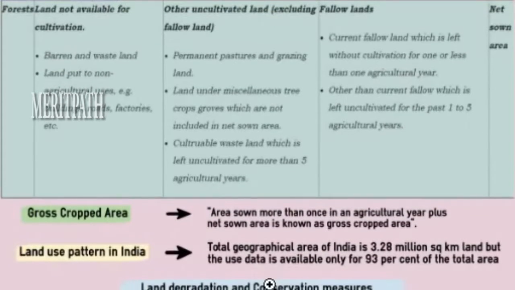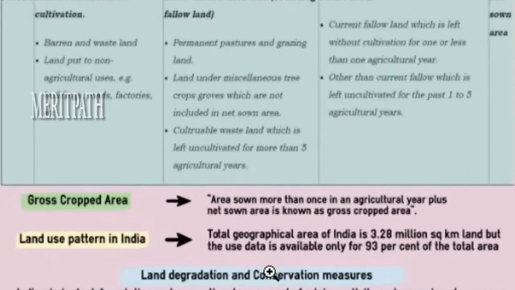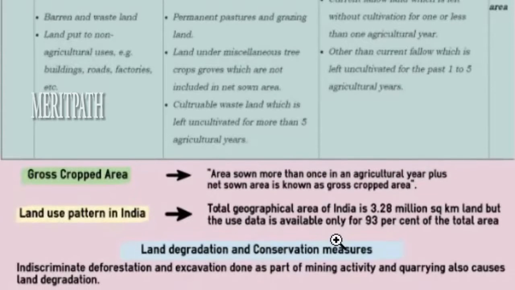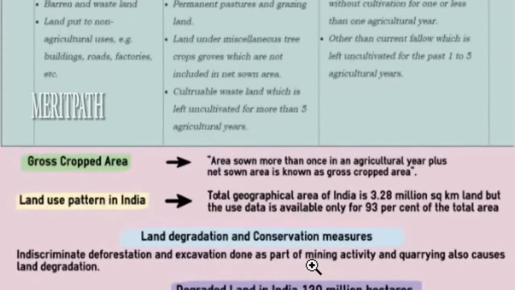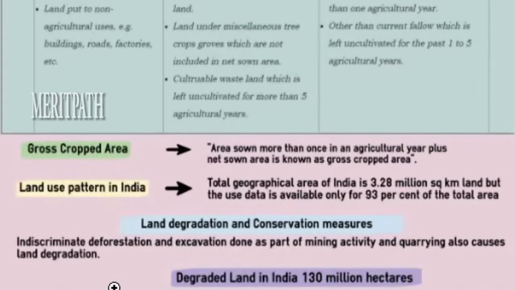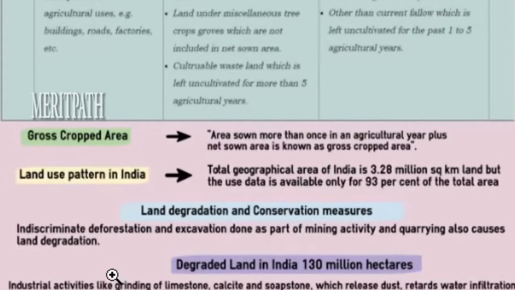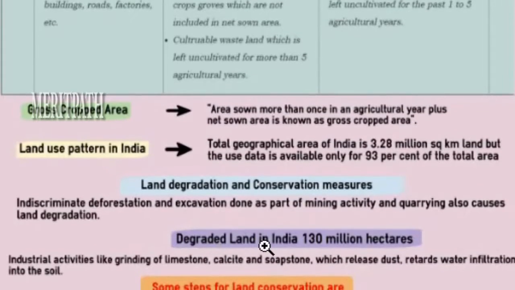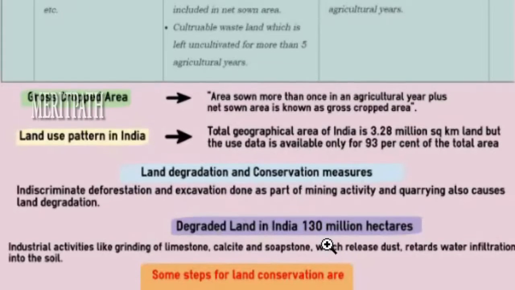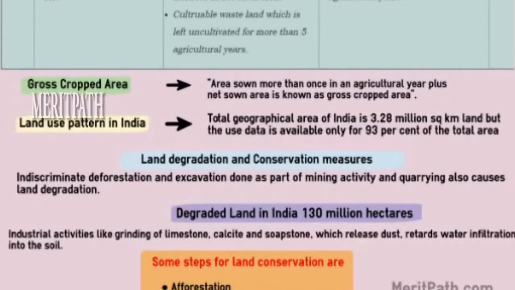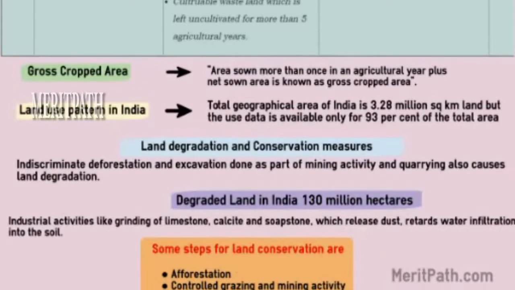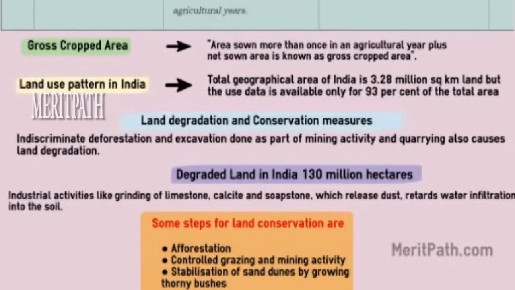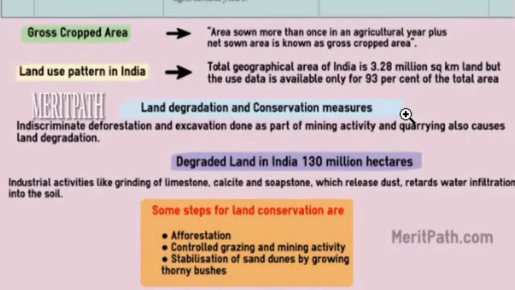The total geographical area of India is 3.28 million square kilometers, but land use data is available only for 93% of the total area. Land degradation and conservation measures. Indiscriminate deforestation and excavation done as part of mining activity and quarrying also cause land degradation. Degraded land in India is 130 million hectares. Some steps for land conservation are afforestation, controlled grazing and mining activity, and stabilization of sand dunes by growing thorny bushes. I hope the topic resources and development is clear.